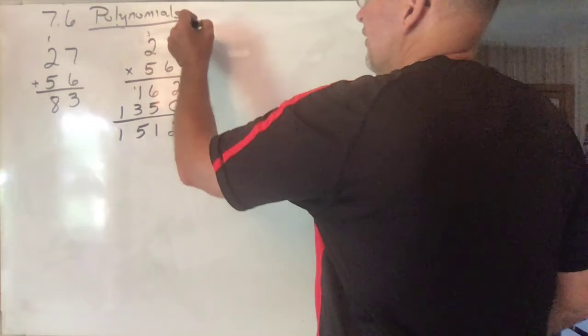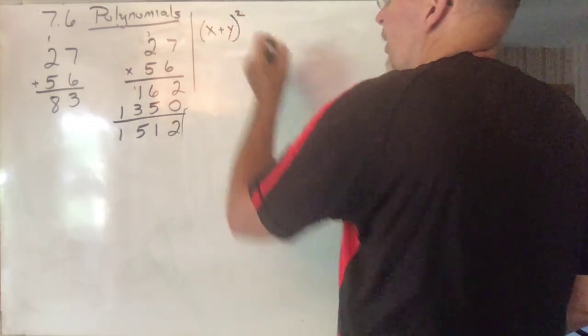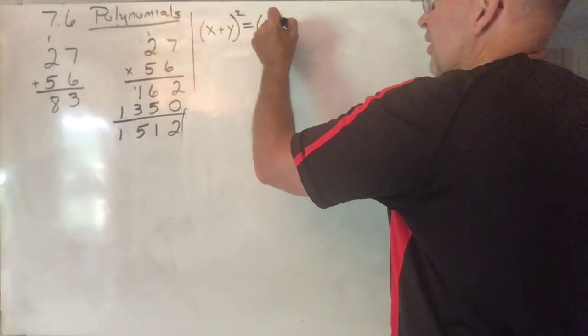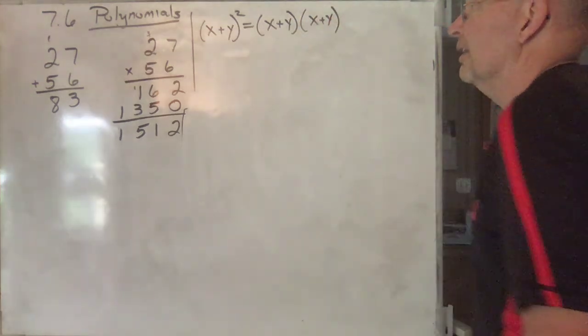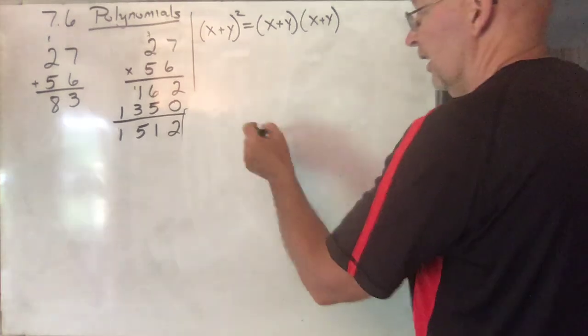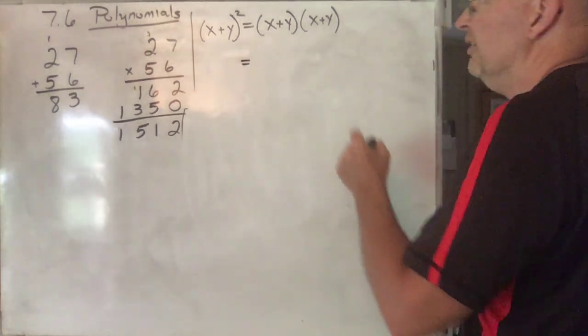What if I have (x + y) quantity squared? That's the same as (x + y) times (x + y). Agreed? So again, I could do it both ways. Let's go ahead and use the FOIL. It just takes up a little less space.